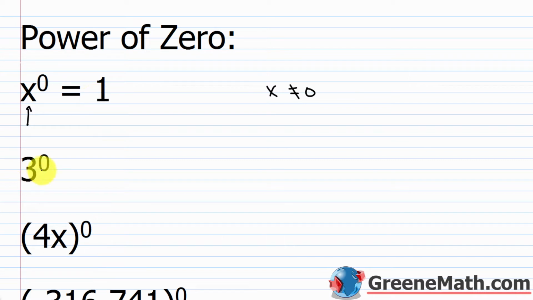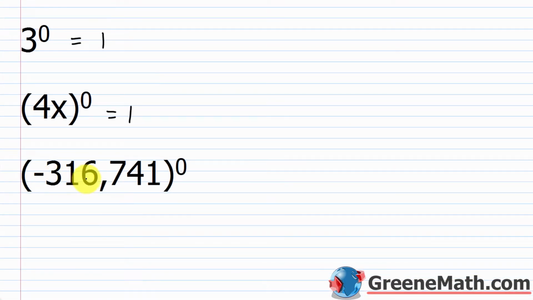So for example, 3 to the power of 0 is 1. This whole amount, 4x, or 4 times x, is in parentheses, and it's raised to the power of 0. So this is 1. Then down here, let me scroll down a little bit. We have negative 316,741 raised to the power of 0. Everything's in parentheses there, so this equals 1. Again, it doesn't matter what it is. It could be 1 billion. It could be 1 trillion. It could be whatever you want, as long as it's not 0. When the value is raised to the power of 0, it's equal to 1.